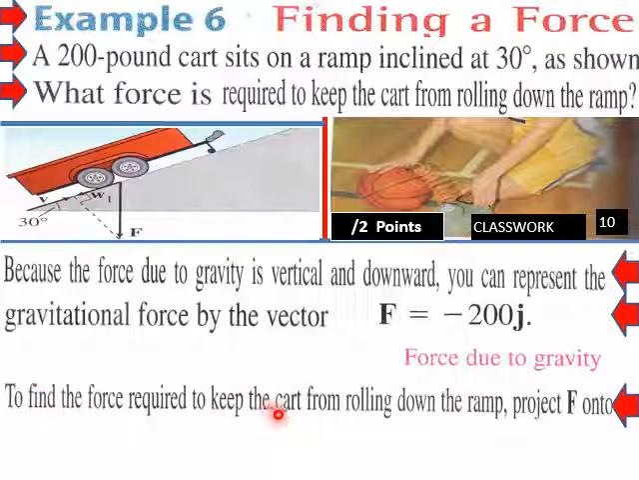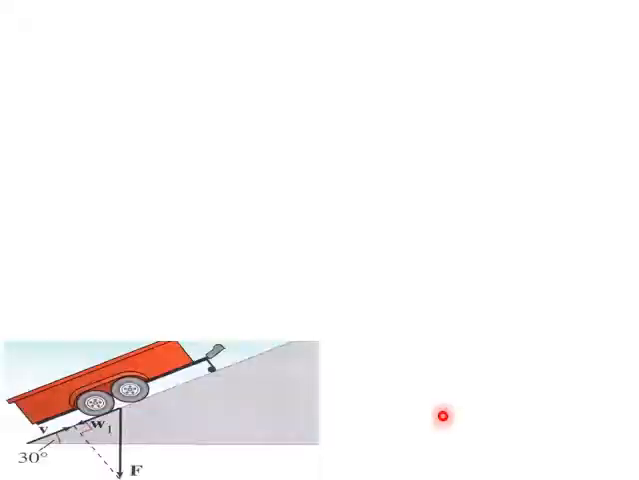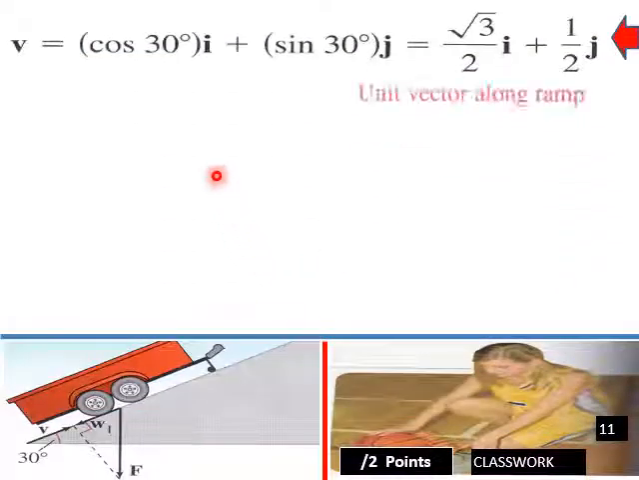To find the force required to keep the cart from rolling down the ramp, project F onto a unit vector V in the direction of the ramp, as follows. So to solve this, here's our V here. We're going to use cosine 30 degrees, which we're given down here. Cosine 30 degrees I plus sine 30 degrees J, which would equal the exact values for these two functions, square root of 3 over 2 I plus 1 over 2 J. This would be our unit vector along the ramp here.